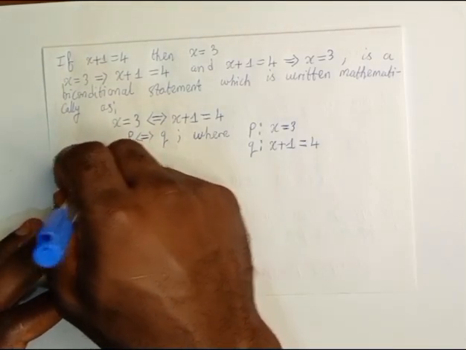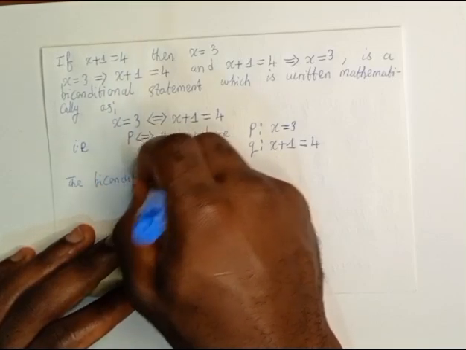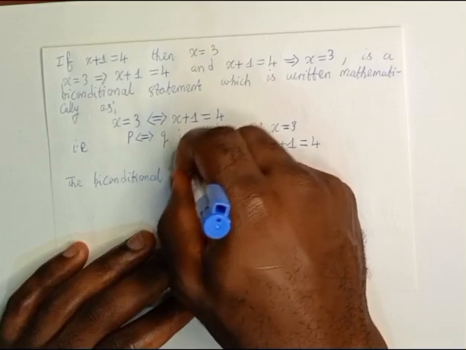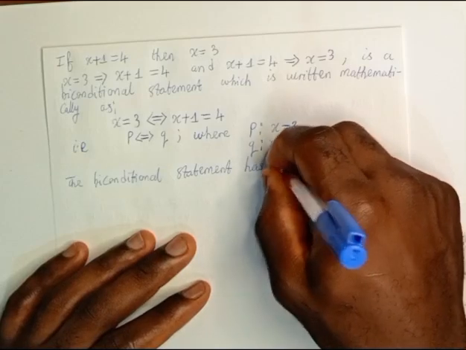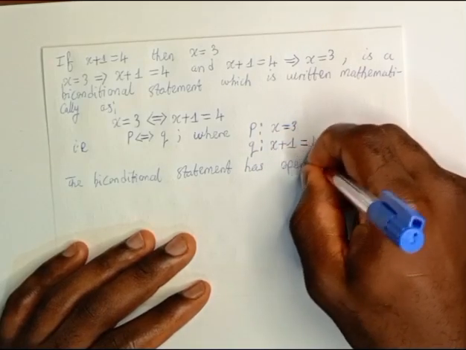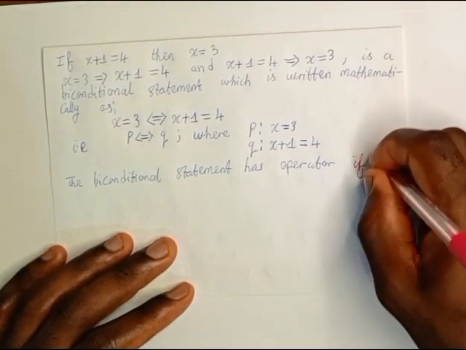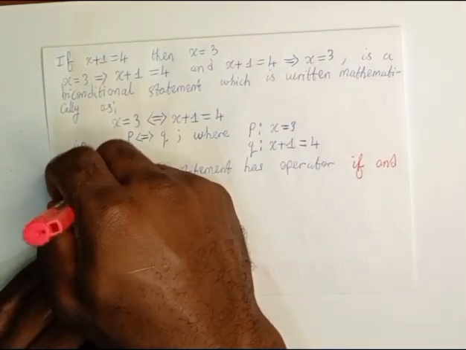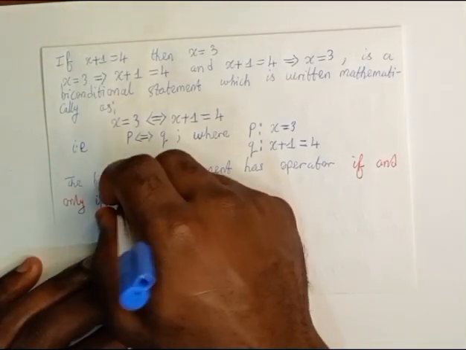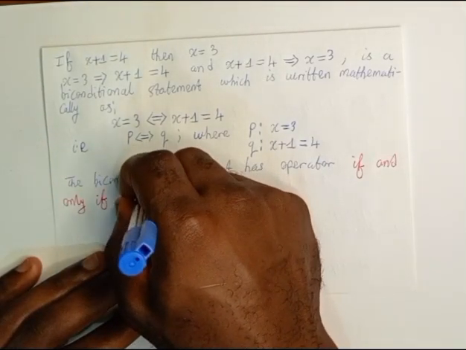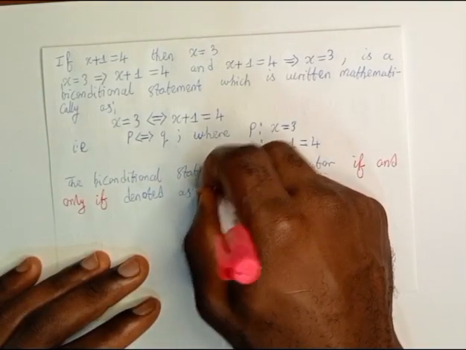Take this down. The biconditional statement has operator if and only if, denoted as, this is how we denote if and only if, IFF.